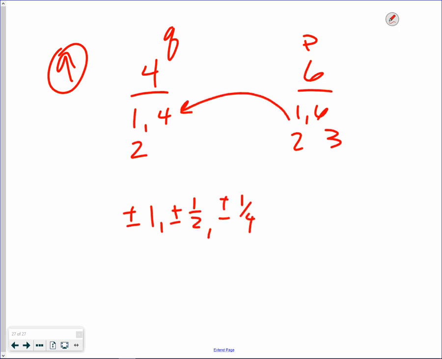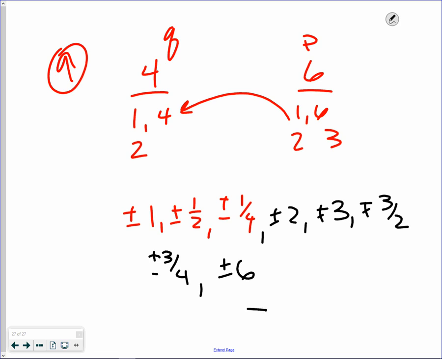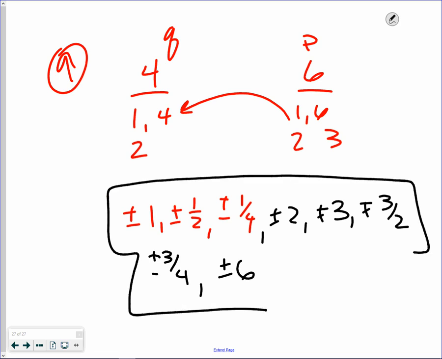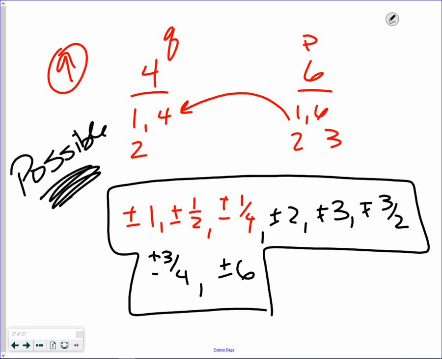Again, I'm going to do this one over all of these. So then I'm going to do the next one. 2 over 1. 2 over 2 is a repeat, and 2 over 4 is also a repeat. So now 3 over 1, 3 over 2, and 3 over 4. Sorry about my plus or minus signs there. And then 6 over 1, 6 over 2, and 6 over 4 are repeats. And so therefore these are what's called the possible. I'm not actually asking you to find the solutions. I am merely asking you to find the possible.